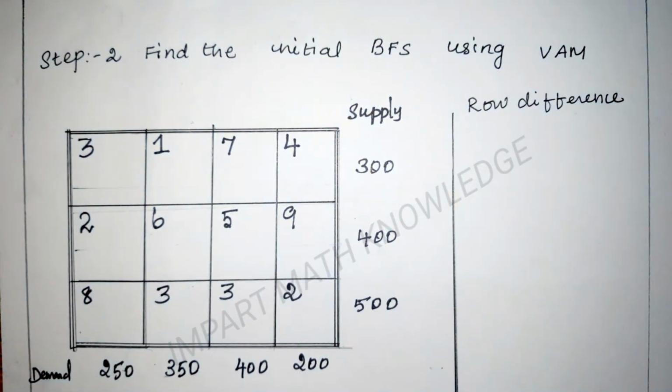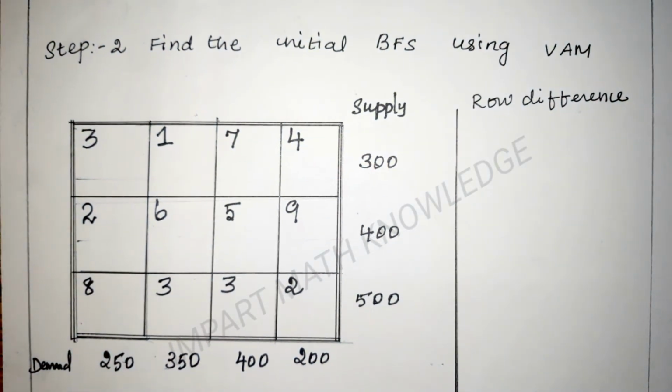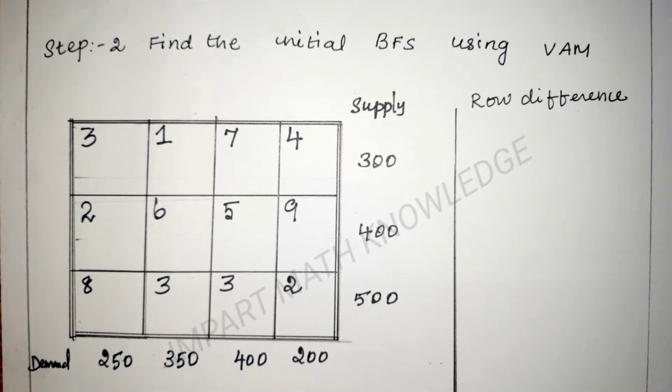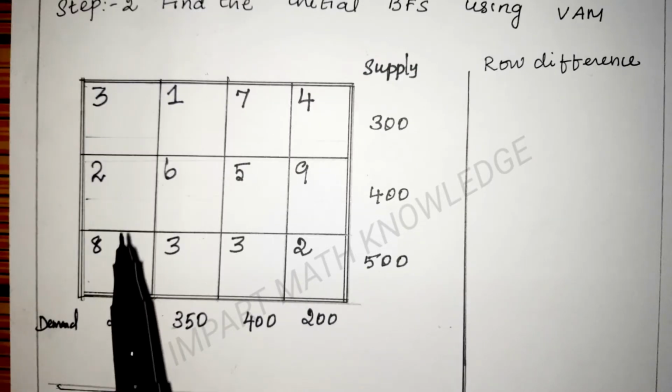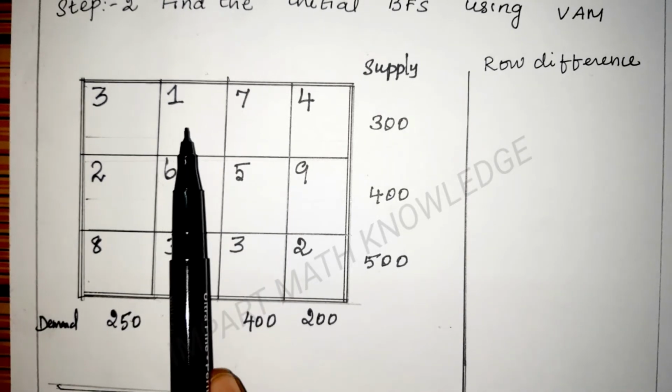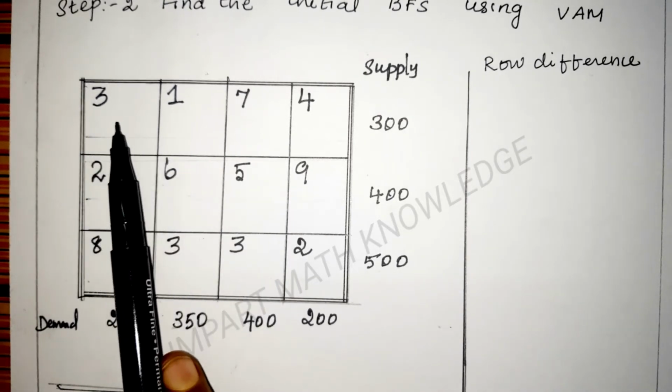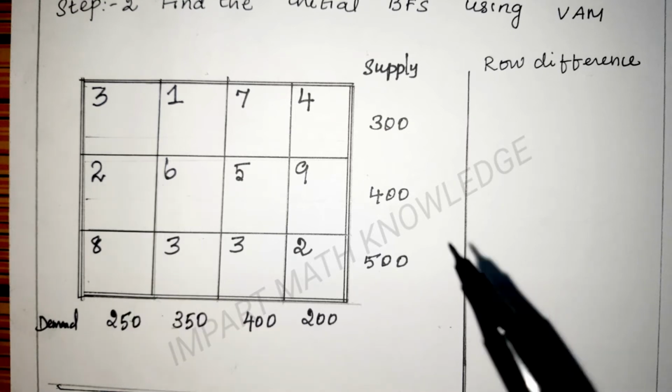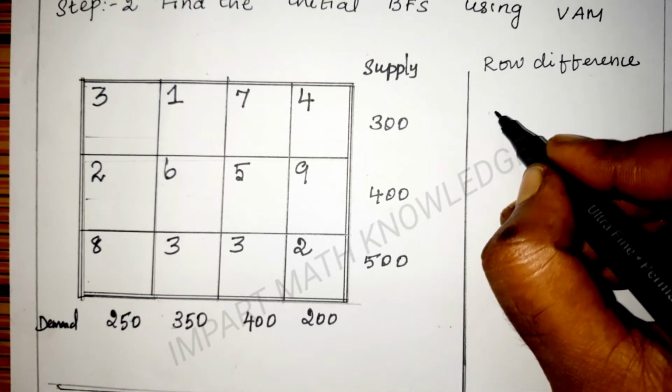Step 2, we have to find the initial basic feasible solution using Vogel's approximation method. For that, you have to take the row difference and column difference. After that, you have to select the highest penalty. In the first row, you have to select the least and the next least. The least number is 1 and the next least is 3. The difference is 2. You write it here.